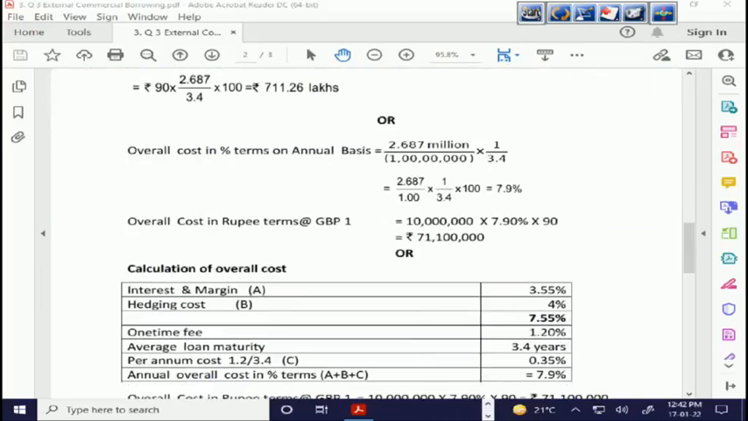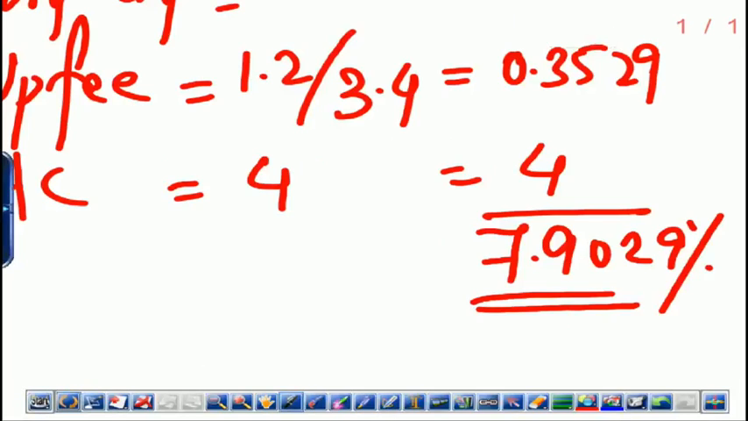Okay, perfect. So this was one more sum. This was ECB, external commercial borrowing.